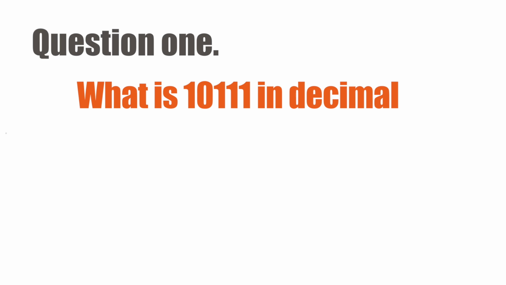Okay, so this is a question you might get given in an exam. What is 10111 in decimal? So we're converting binary to decimal. The first thing we want to do is draw our columns, and we draw as many columns as digits that you're given in the binary number. As you can see, we have 5 digits in this binary number, so we're going to start with 5 columns. If you had more than that, you just add columns to the left.